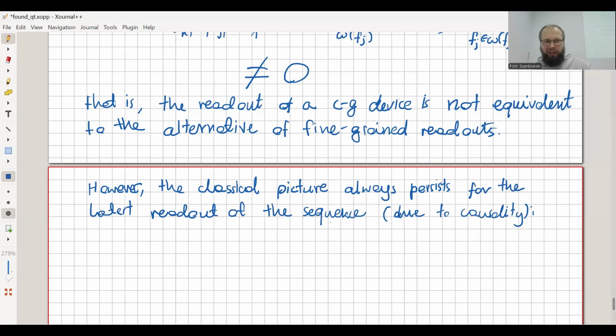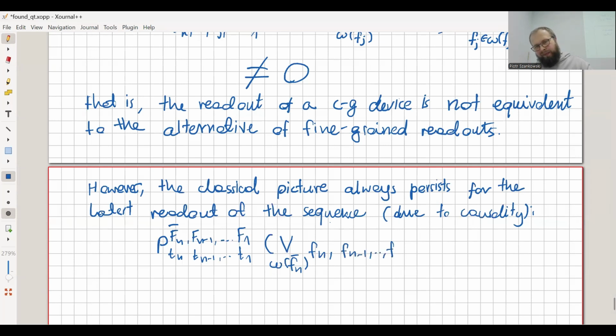So in other words, if I deploy my coarse-grained device here rather than mid-sequence, Omega F_n bar F_n, I actually get the sum over F_n bar.